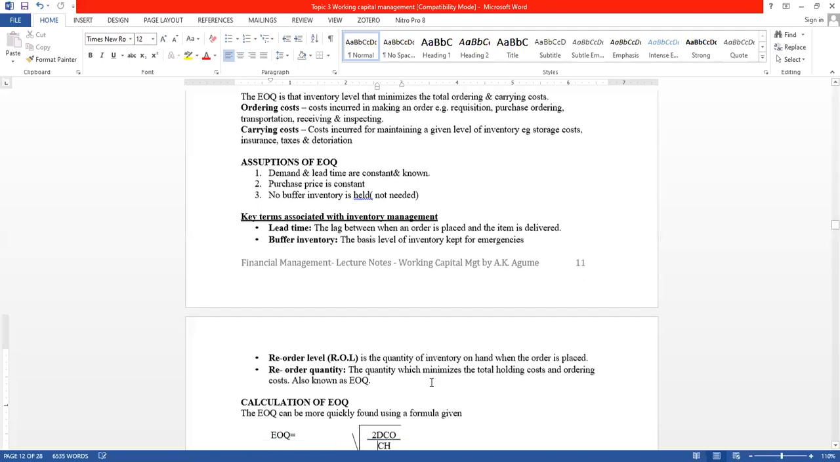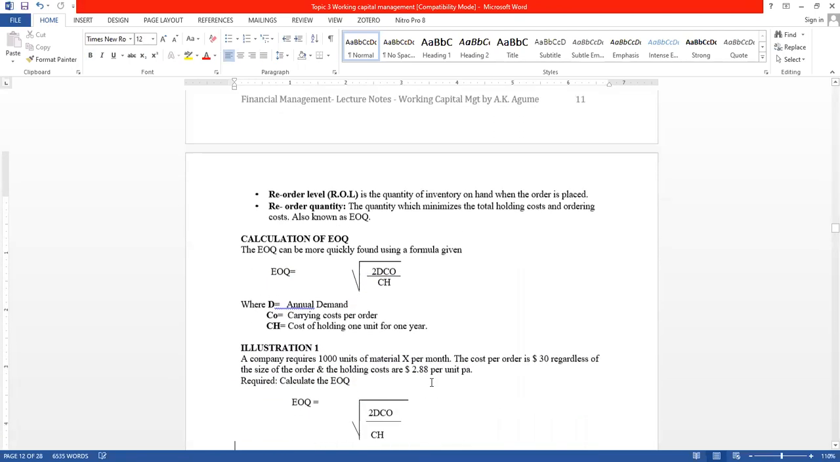Now, how do you compute economic order quantity? For us to compute the EOQ, we shall use the following formula: the square root of 2DCO divided by CH, where D is the annual demand, CO is the cost per order, and CH is the cost of holding one unit for one year.